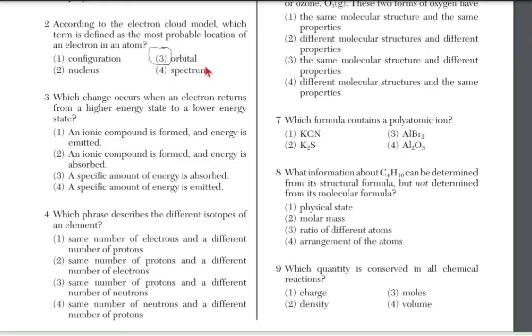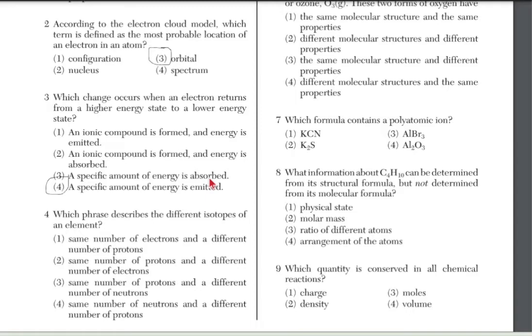Which change occurs when an electron returns from a higher energy state to a lower energy state? The answer is 4, because in order to go from a higher energy level to a lower energy level, the electron has to release energy. An electron absorbs energy when it moves from a lower energy level to a higher energy level. 1 and 2 do not apply to this concept.